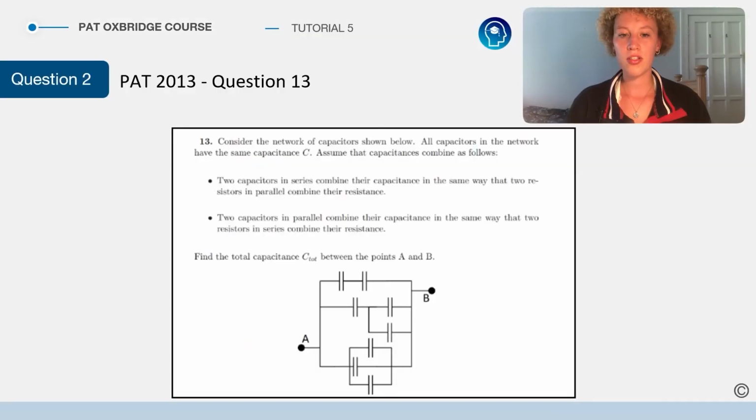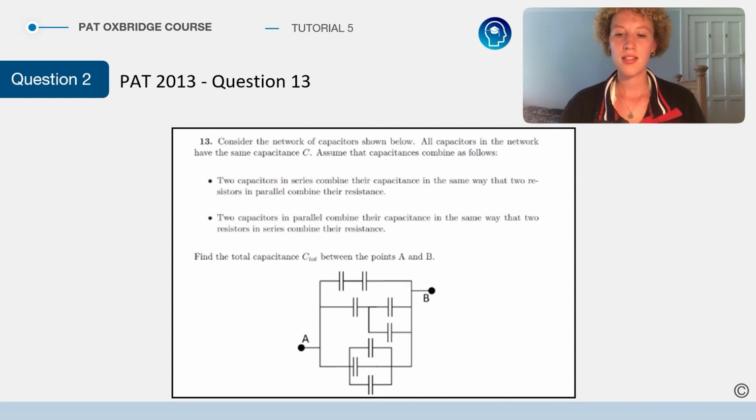So now we're going to have a look at another past paper question. This is based on capacitors, which again, you'll be slightly unfamiliar with unless you've read ahead in your syllabus. We're going to consider the network of capacitors shown below, which all have the same capacitance C, which makes life easier. What's good here is they actually give you the laws, because they don't assume that you've read ahead, though it is very useful and I do recommend doing so.